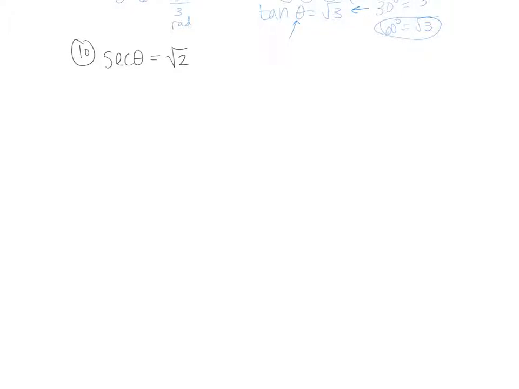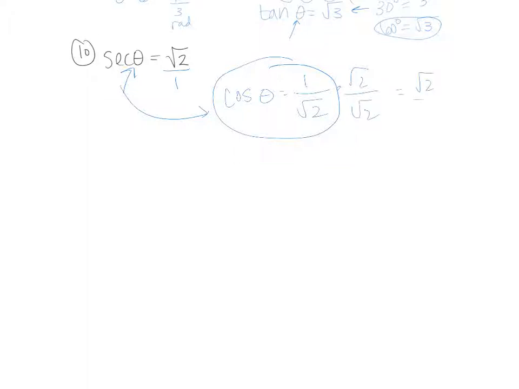Okay, so same thing for the next one. We're trying to find theta, but it's a little harder to think about secant. So let's work with its reciprocal. I know that secant goes with cos, and if I flip square root 2 over 1, I get 1 over square root 2. So I'm working with this right now. I'm trying to find theta. If I rationalize, I'm going to end up with square root of 2 over 2.